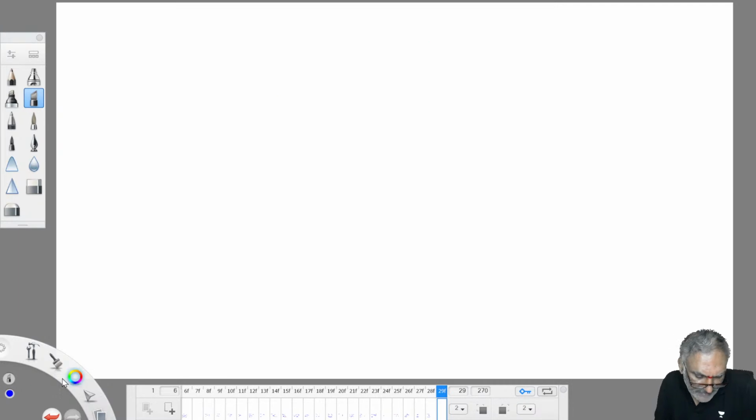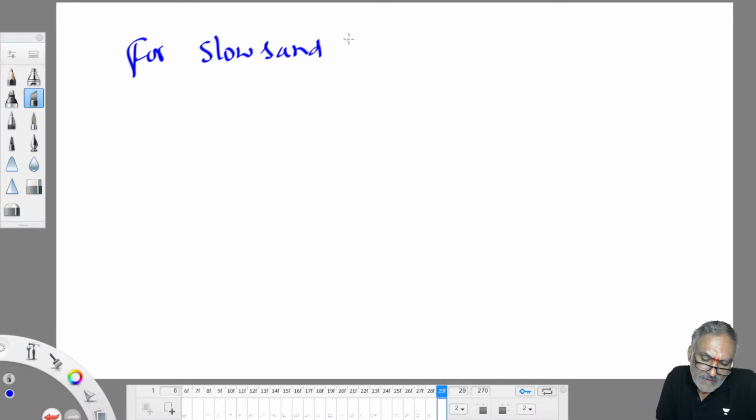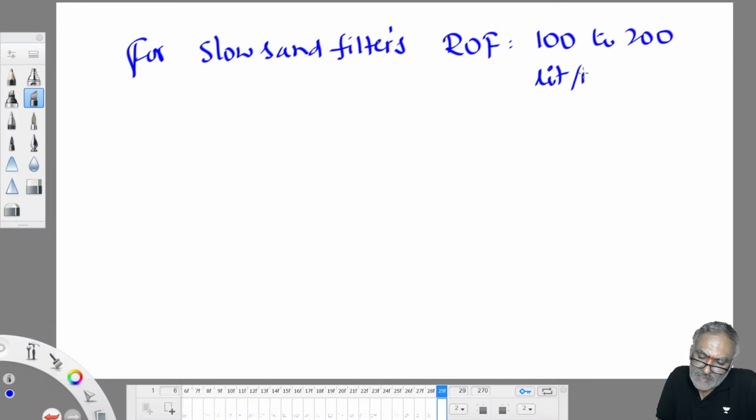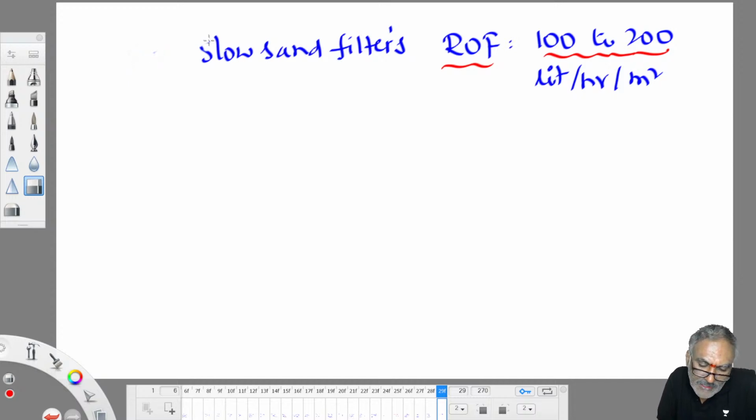For slow sand filters, the rate of filtration is normally 100 to 200 liters per hour per meter square. That means if you wait for 1 hour, with 1 square meter of filter media, how much water do you get? 100 to 200 liters only. Very low. That's why they are called slow filters. But the job it performs is extraordinary.